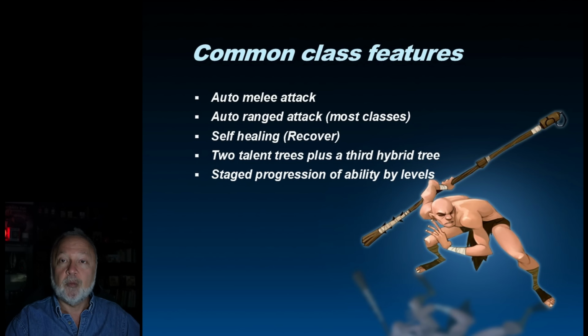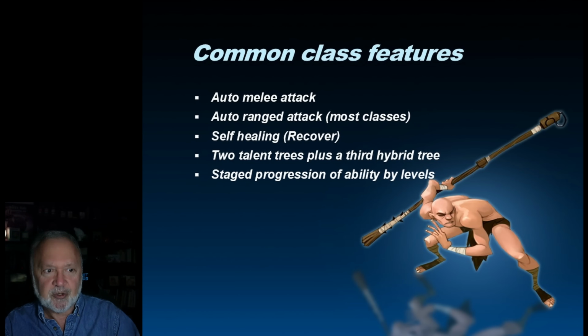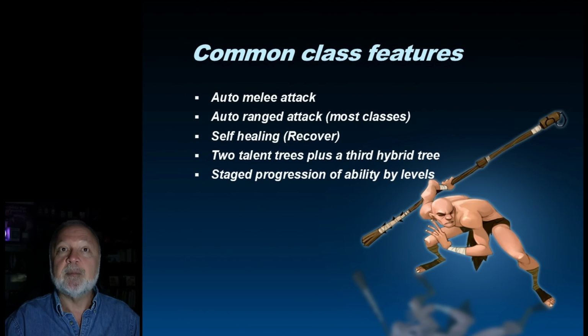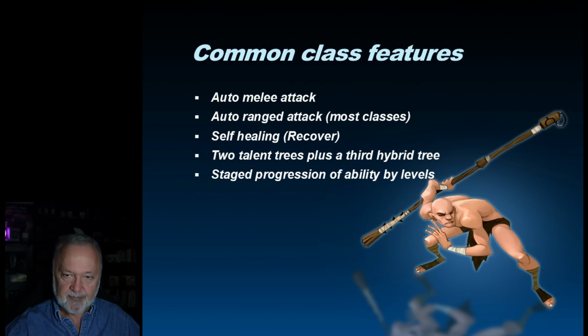This is how we supported solo play, and this is how we got around needing a particular class in a raid, because everybody could heal themselves. When we were designing the talent trees, I always wanted them to be two completely separate, disjoint talent trees, and then a third one which was a hybrid between the two. And then finally, I wanted the abilities to progress by character level. There were some abilities that got more powerful and some abilities that you got when you attained a level. So level was how we staged progression for classes.